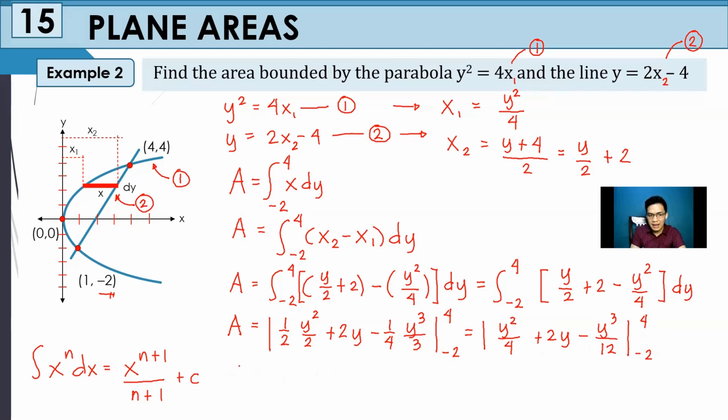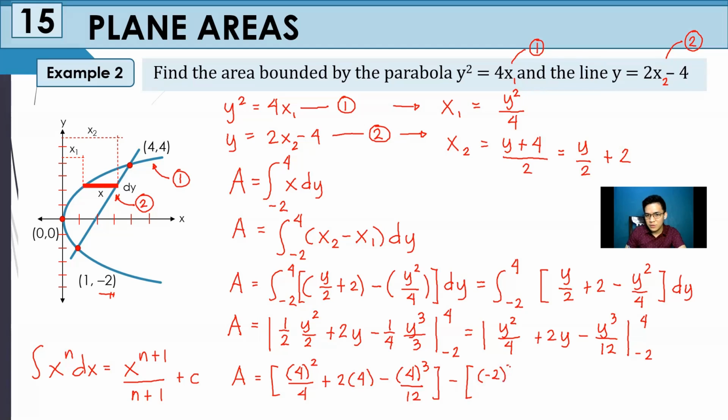Now for the last steps, which is substituting our lower limit and upper limit. First, you substitute the upper limit minus the lower limit substituted. So 4 squared divided by 4, plus 2 times 4, minus 4 cubed divided by 12. Close parenthesis, and minus the lower limit: negative 2, sorry.